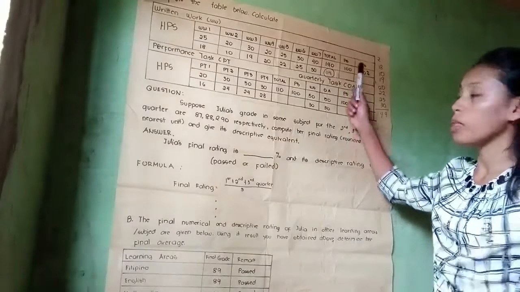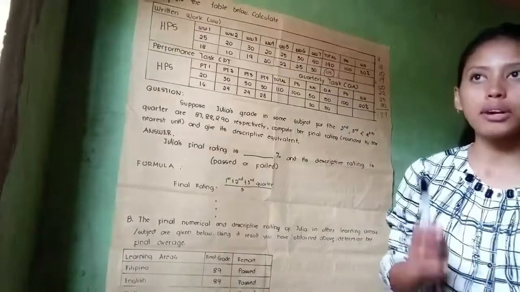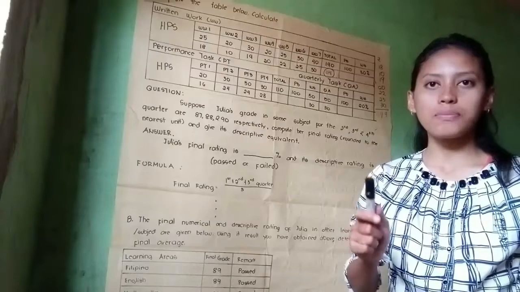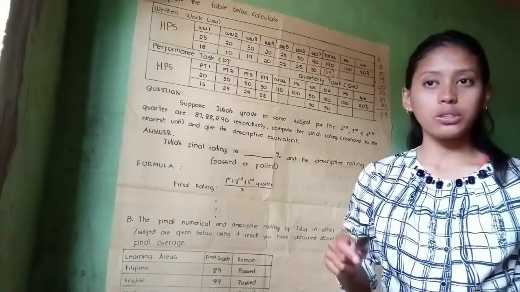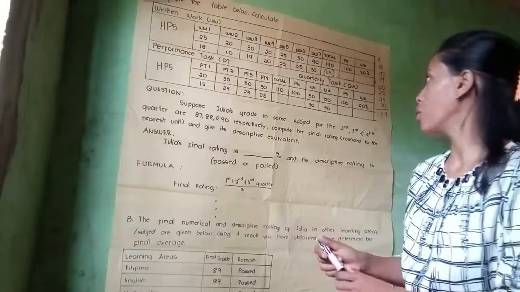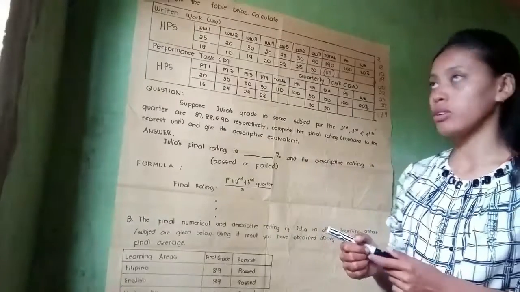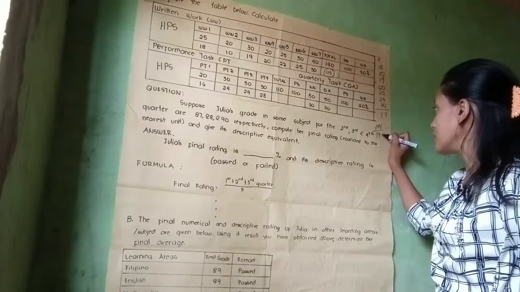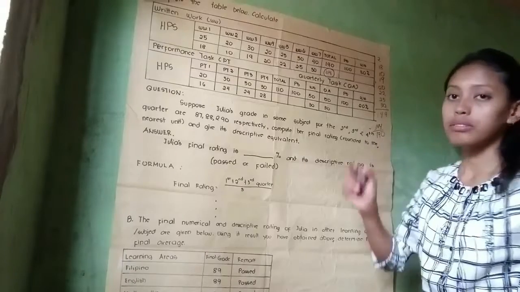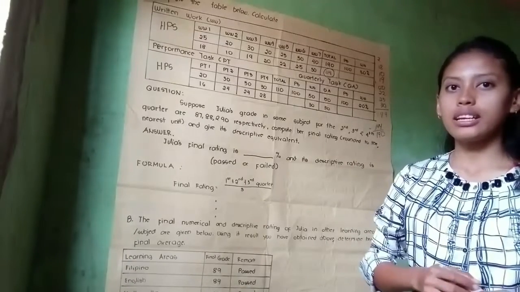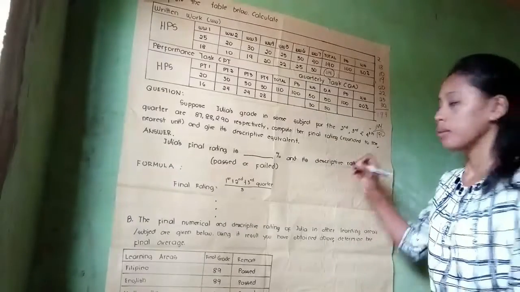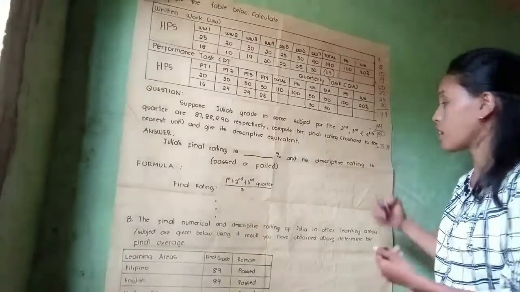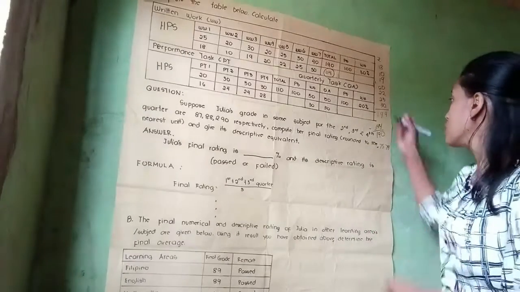To find the possible score, I will use the formula: the learner's total row score divided by the highest possible score, times 100%. So I'm going to sum it. Here is 144 divided by 190. 144 divided by 190 is 75.79. This is our possible score.